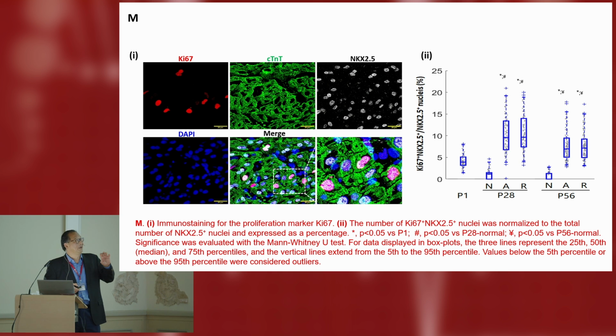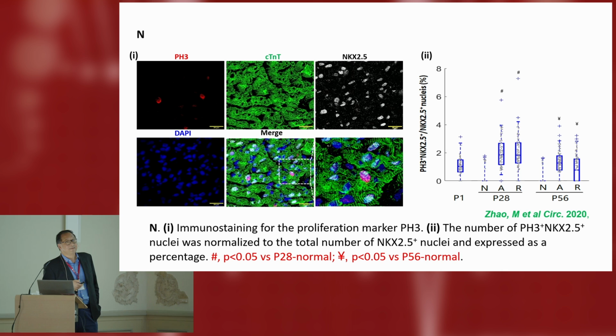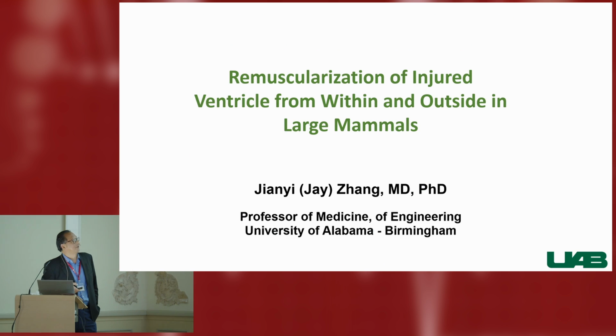So it's really the P1 injury that puts the entire ventricle in a regenerative state. It's not only the apex area, it's the remote area. It's surprisingly also upregulated in cell cycle activity. So likewise, this is another cell activity marker, PH3 positive nuclei. In the normal heart, newborn at P1 is at this level, and at P28 it decreased to almost 0.